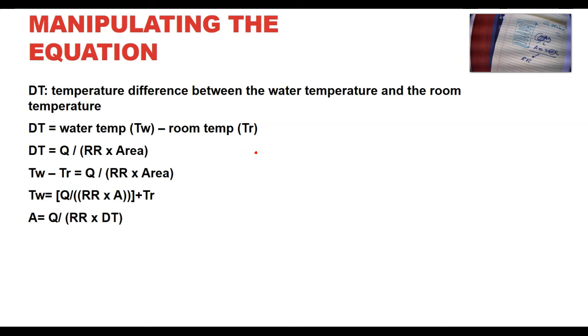If we go back to the other equation, if you want to solve for the DT, it's going to be Q over RR times area. And if the DT is the temperature of the water minus the temperature of the room, so eventually if you want to calculate what temperature of the water is required to increase the temperature of the room, this is the equation you're going to solve for. And this here is the equation that you can use for calculating the area. All these are just based on one equation, and I just manipulated it to solve for something different. So if you look at that in the book on page 159, you'll see these equations in here.